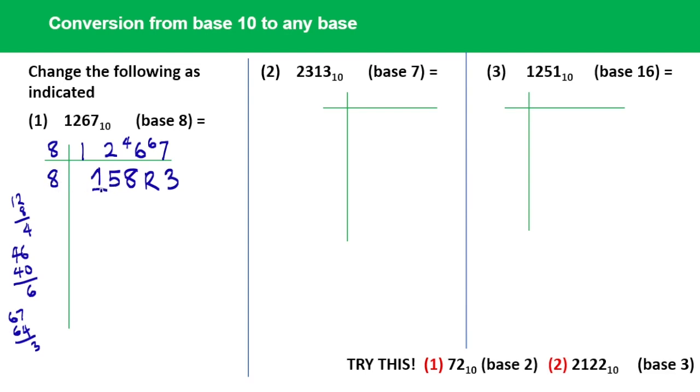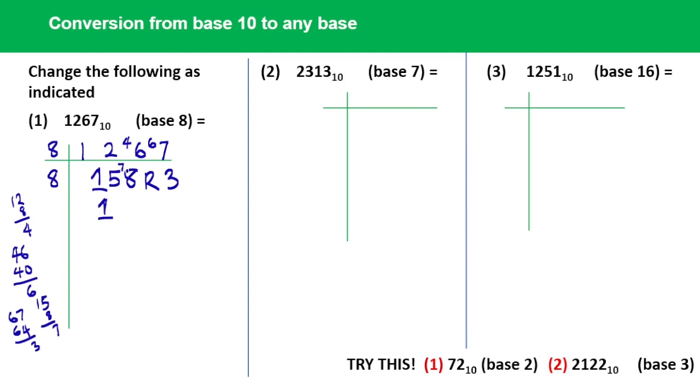8 in 1 is impossible. We again combine 1 and 5 to make 15. 8 in 15 is 1. 8 times 1 is 8. 15 minus 8 will leave us with a remainder of 7. The 7 again will be placed in front of 8, making that 78.